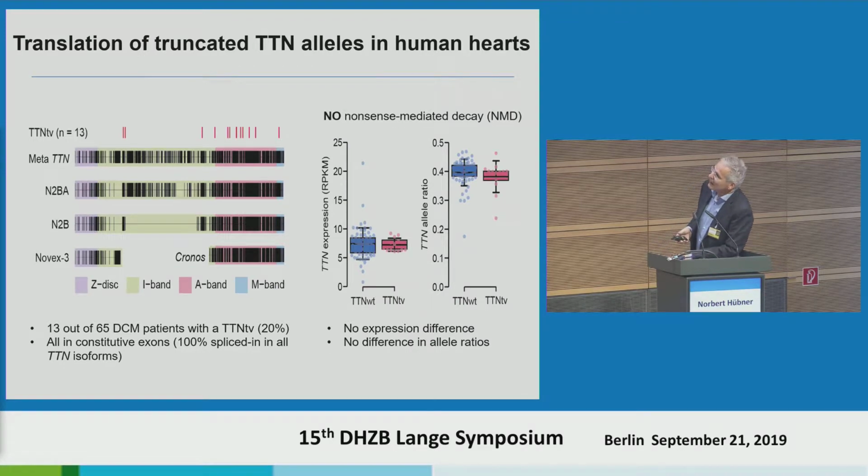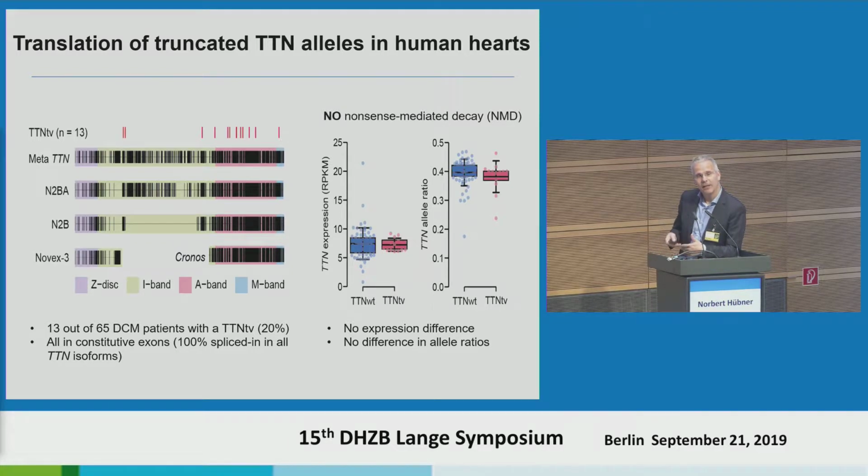However, if we look at mutations of titin truncated alleles in human hearts, in DCM hearts and in normal hearts, we see in our data set that 13 out of the 65 DCM patients have a titin truncating variant, so the reading frame is disrupted and the full protein should not be made.